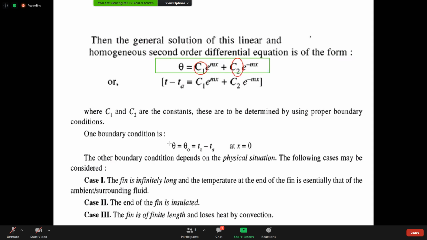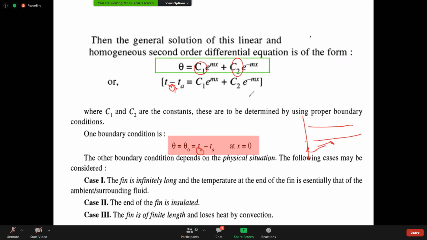So the initial boundary condition is confirmed, that is this one. This is same for all. Theta is equal to theta naught, right? Theta naught is nothing but T naught minus T infinity. Why theta naught? That is important, right? For example, this is the fin. At the fin base, at x is equal to 0. That means in this equation, in this x, we are putting 0.